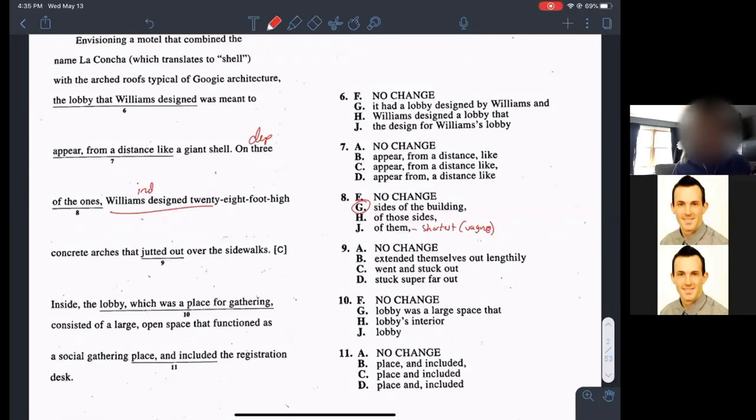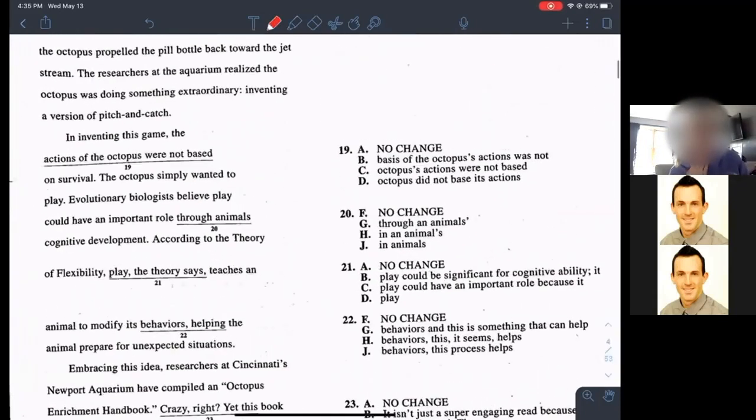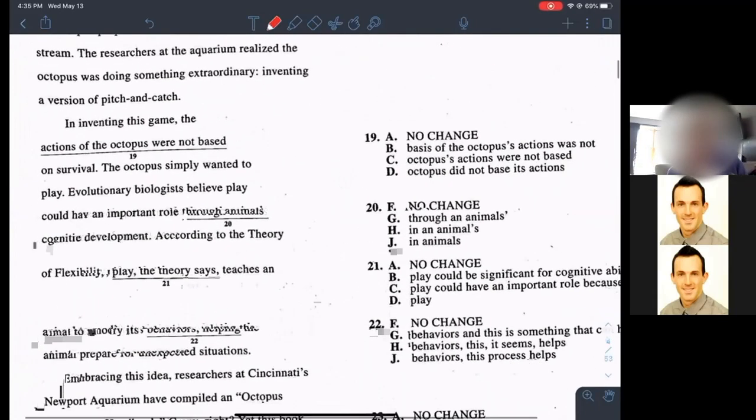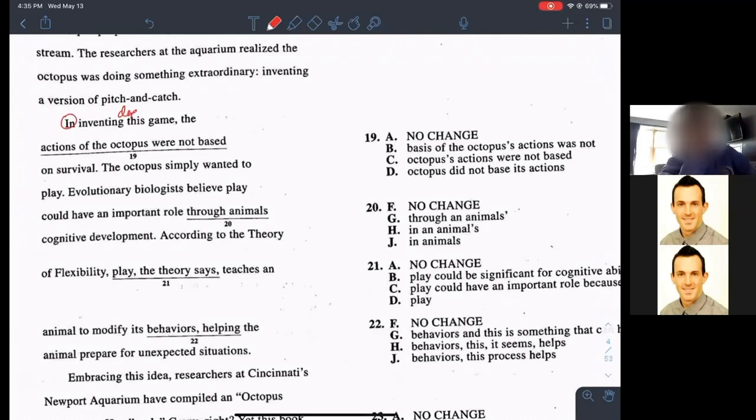19 was the next one. All right, so 19, we look at this one, we've got "in inventing the game." All right, so another dependent clause, starting off with the preposition, so dependent clause. What's the subject of this clause?